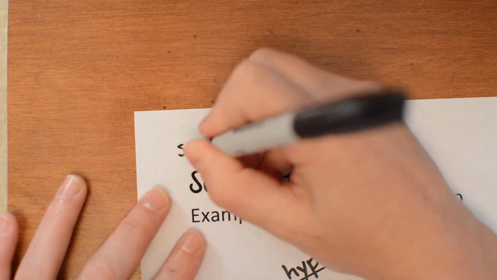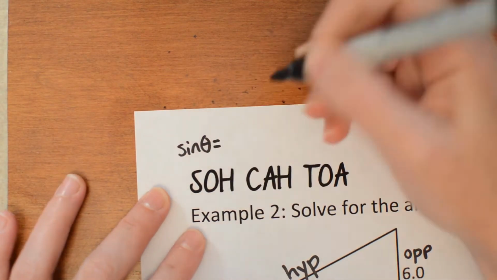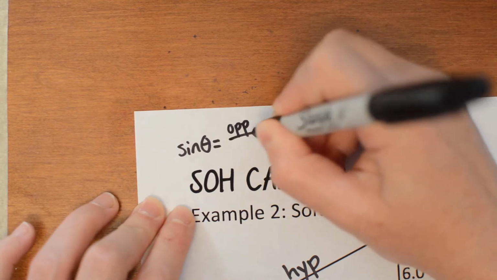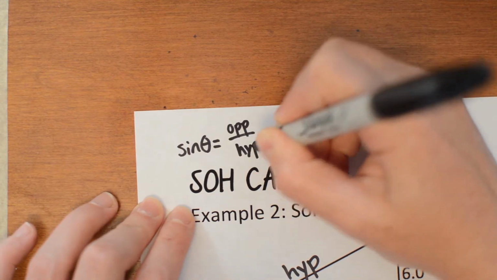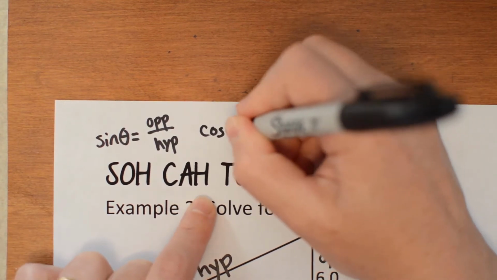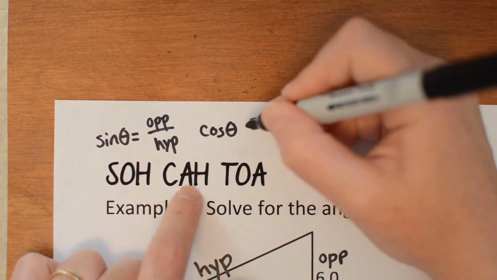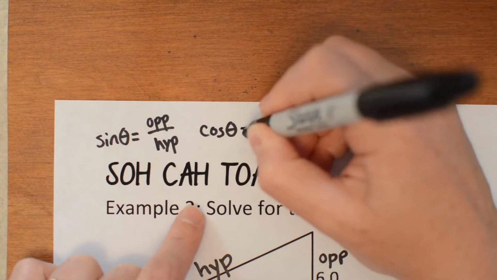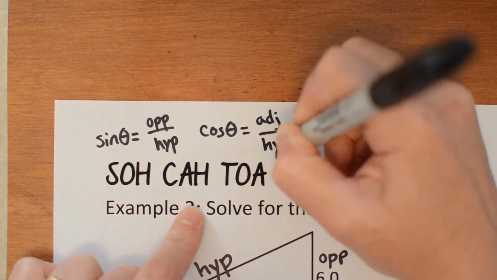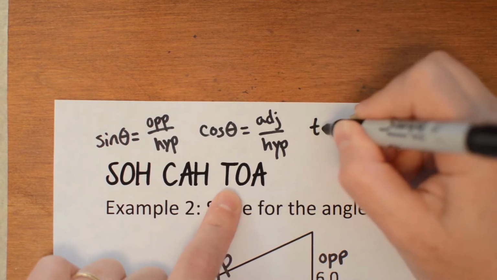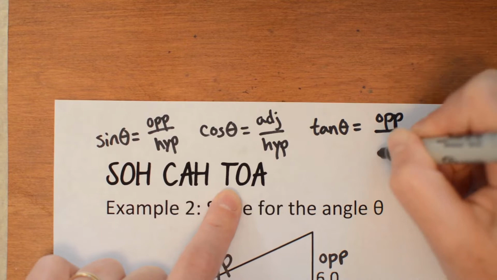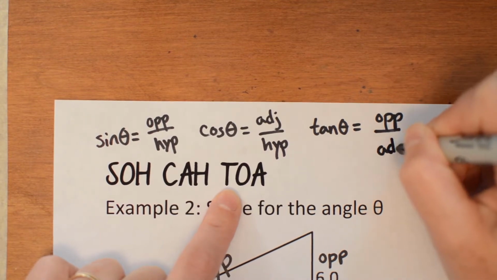So sine of your angle, theta, is equal to O over H, so that's opposite over hypotenuse. The CA bit is that cos of your angle, so C for cos, is A for adjacent over H for hypotenuse. So adjacent over hypotenuse. And the TOA part is that tan of your angle is opposite over adjacent.